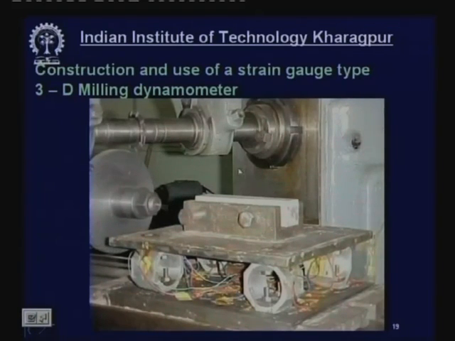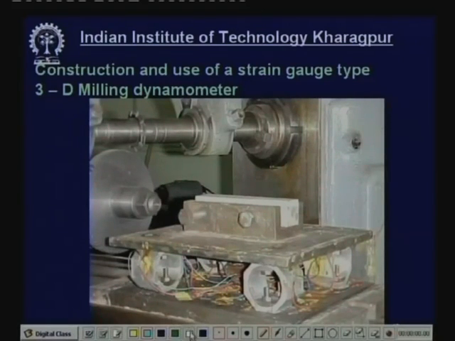So the cutting force will be working here. They are in three directions: one in this direction, one in this direction, another in this direction. So these strain gauges mounted on the different surfaces of this O-ring will be detecting all these forces.